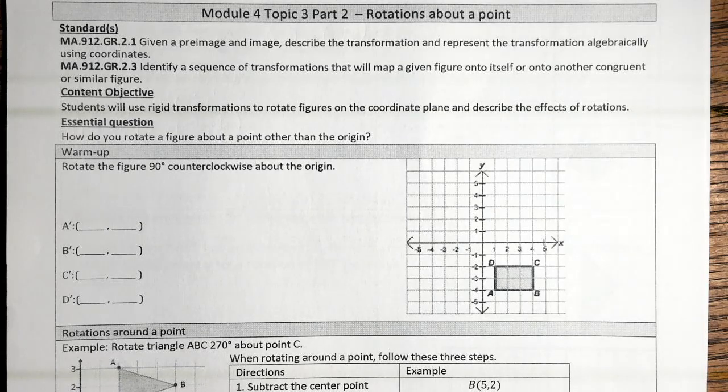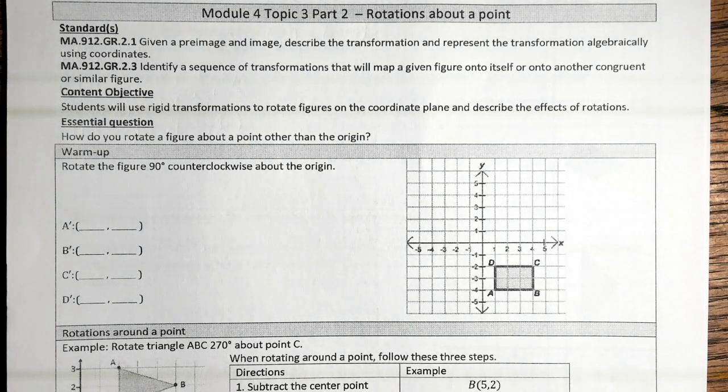For this topic, we have standard GR 2.1. Given a pre-image, an image, describe the transformation and represent the transformation algebraically using coordinates. We also have GR 2.3, identify a sequence of transformations that will map a given figure onto itself or onto another congruent or similar figure. The objective for this topic, you are going to use rigid transformations to rotate figures on the coordinate plane and describe the effects of rotations. And the essential question for this topic is, how do you rotate a figure about a point other than the origin? Of course, that's what we're going to learn after the warm-up.